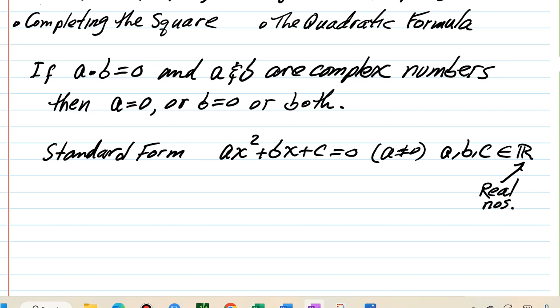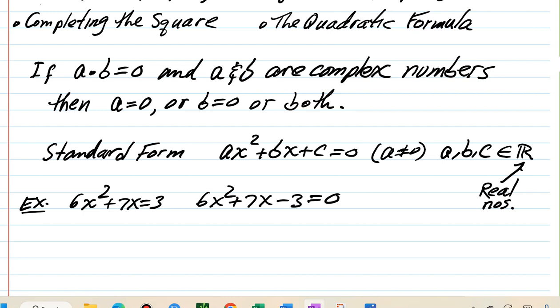Now we are interested in solving second degree or quadratic equations. So our first, preferred method would be the factoring method, so we can apply the zero factor principle. For instance, let's say I have the equation 6x squared plus 7x equals 3, and I want to solve this one. So we're going to bring the 3 to the other side, and it becomes negative 3.